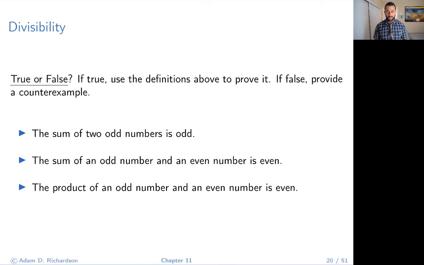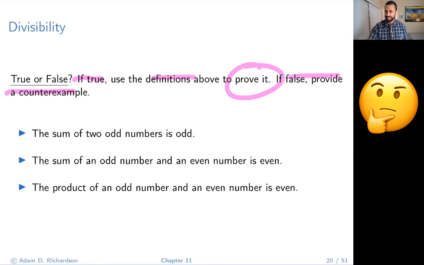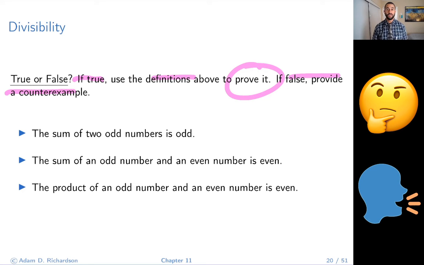Okay, so here are some true or false questions. And what I want you to do again is just take a few minutes, think about each one, and then talk out loud about your solution. And don't forget this part. If it's true, then use the definitions to prove it. So if you believe that one of these is true, then you need to prove it, right? Don't take my word for it. And if it's false, then provide a counterexample. All right, so take a few minutes and think about it. All right, now talk out loud about what you were thinking.